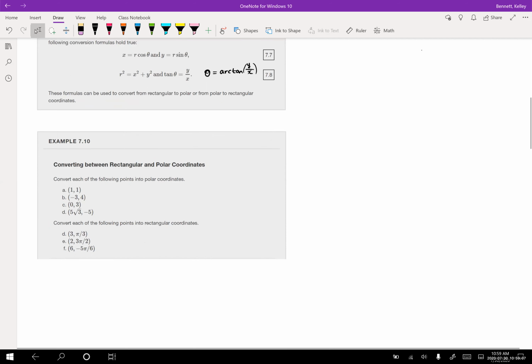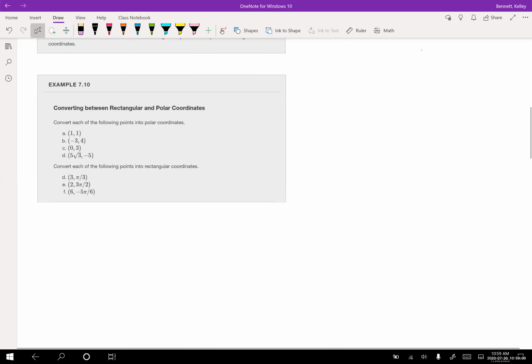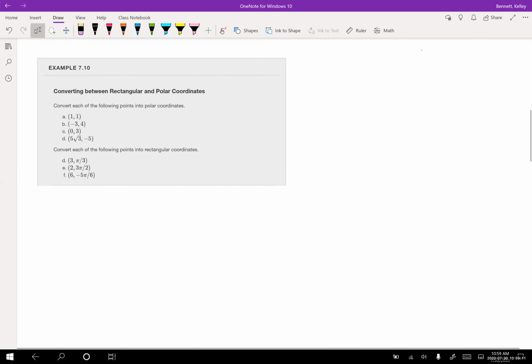So let's do a few examples. So first, starting off in the rectangular system, we're going to move into polar. So for A, you have the point 1, comma 1. So for me, my technique is always to just kind of graph what that looks like. So the point 1, 1 is right here.